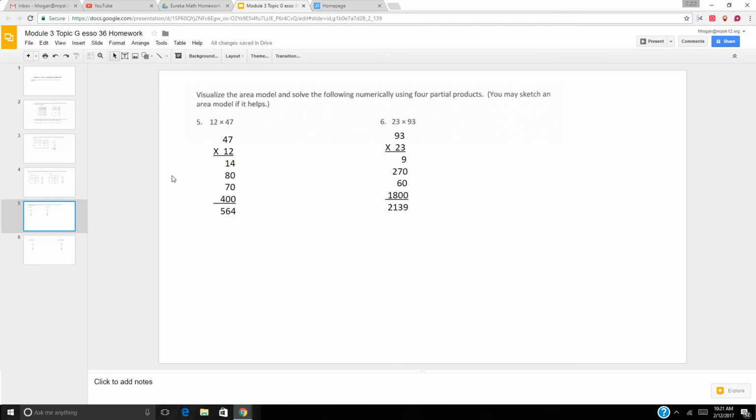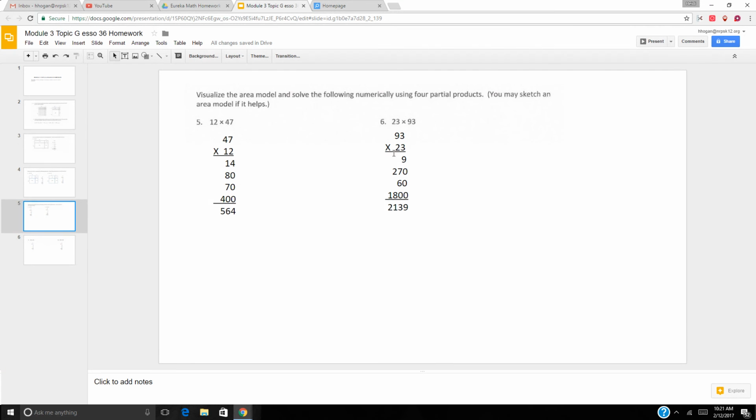So this is without the area model, just using partial products. And it says you may sketch an area model if it helps. So that is up to you. So we start in the ones place. 2 times 7 is 14. 2 times 40 is 80. Tens place. 10 times 7 is 70. 10 times 40 is 400. You add it all up and you get 564.